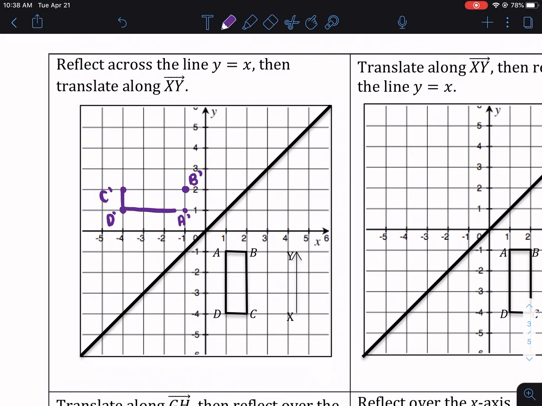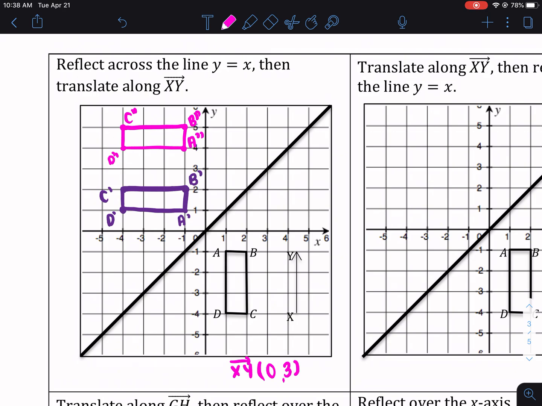If you need to, make sure you draw your own shape if you're having trouble moving the blue image that I have for you there. Just erase the blue image and then make a new one if you need to. All right. Then the next step is that you need to move it along vector xy. And xy is not moving it left or right, so that means 0, but we're moving it 3 units up. So B is going to be 3 units up. B prime right here. A is 1, 2, 3. A prime is right here. C double prime, my bad, double prime. And D is going to be double prime right here. And this is how you do a reflection and then translation.